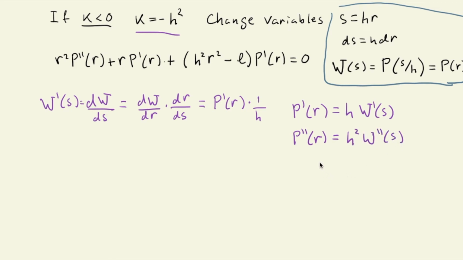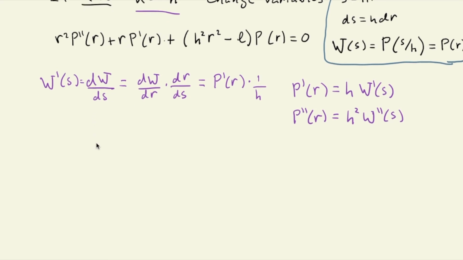And if we use that, oh, I apologize. You probably already were losing your mind here. This p should not have a derivative. Second derivative, first derivative, and no derivatives. Sorry for that. But if you now use this substitution, p prime prime of r, put in h squared w prime prime, and the p prime of r, put in h w prime, we get the following equation for w.